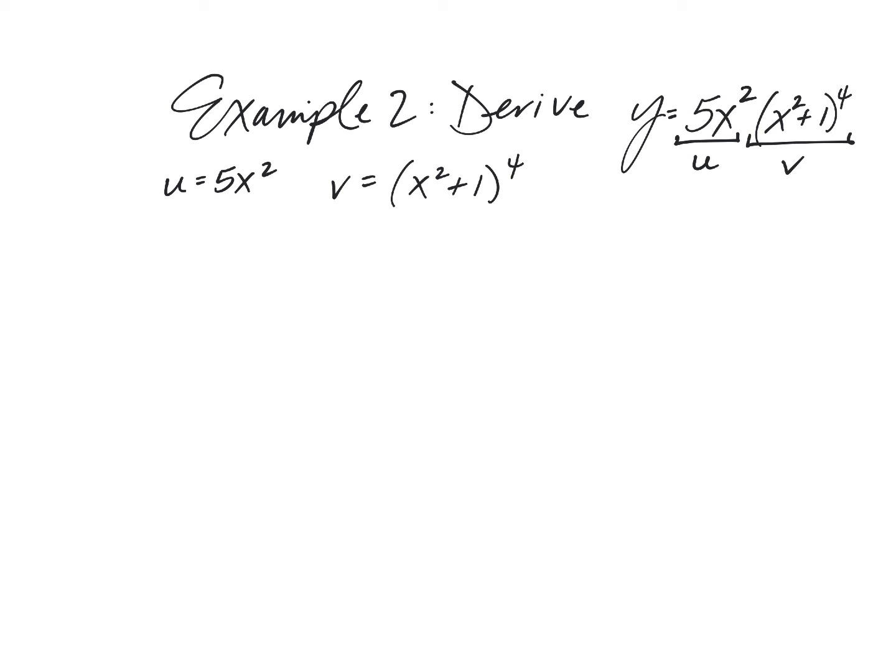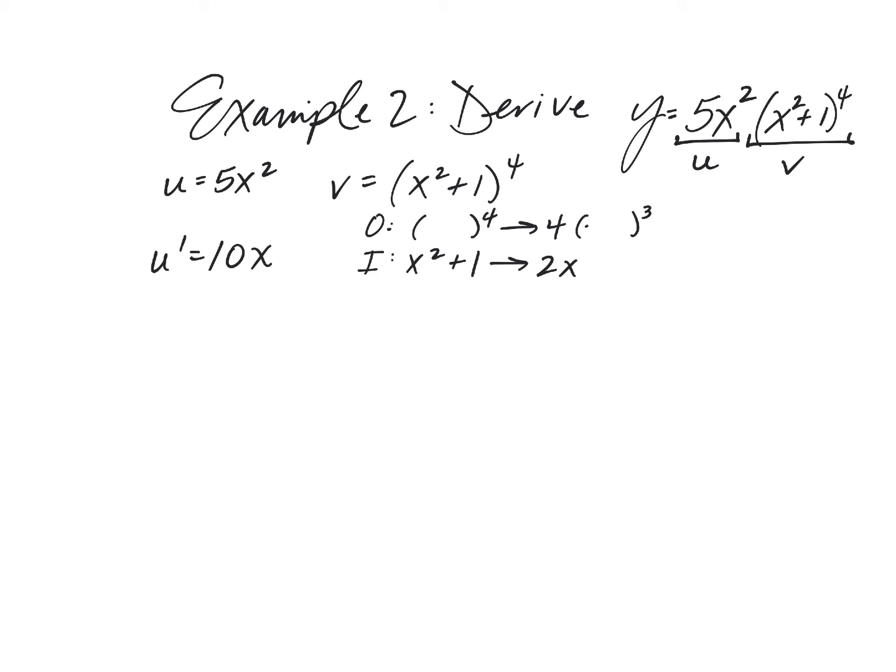All right, so for u, we've got a basic power rule, so we bring the power down. 5 times 2 is 10. We go to one less power, which would be x to the 1st. For v, we have a chain rule. So our outside would be to the 4th power. Our inside would be x squared plus 1.